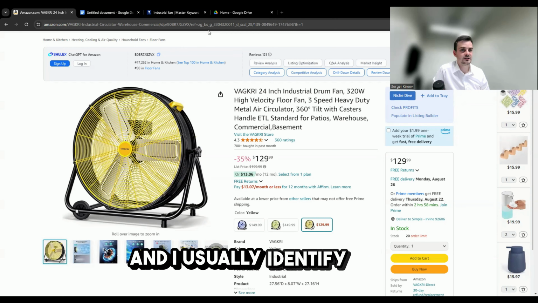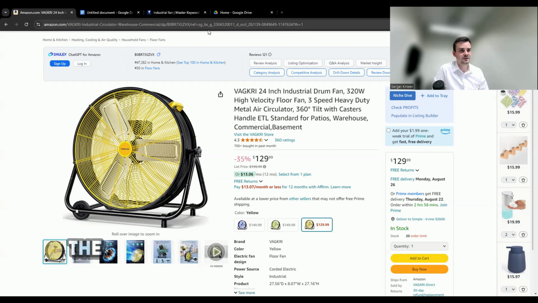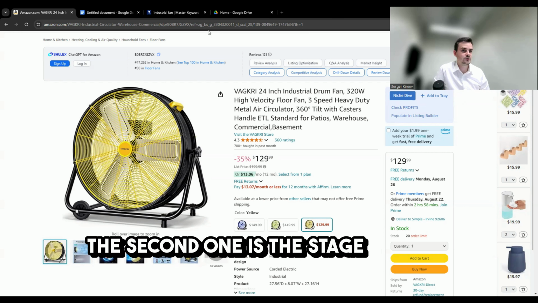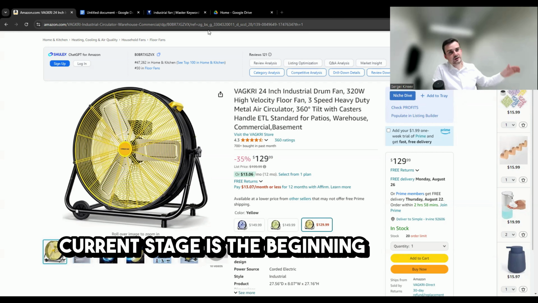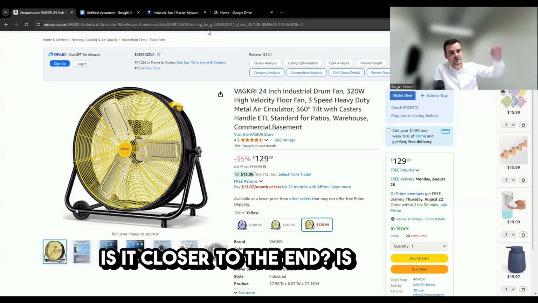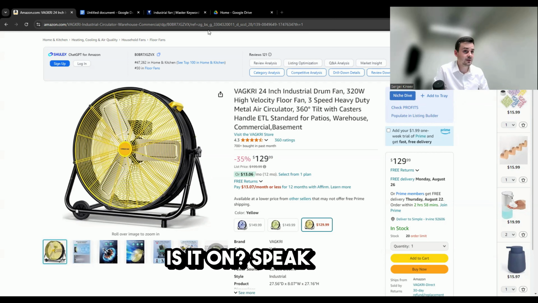I usually identify 3 to 4 different criteria. The first one is the budget that you can allocate. The second one is the current stage of your product. Is it at the beginning of the life cycle? Is it closer to the end? Is it at its peak?